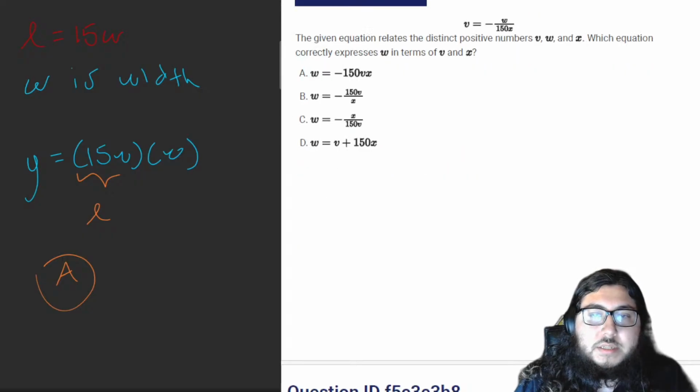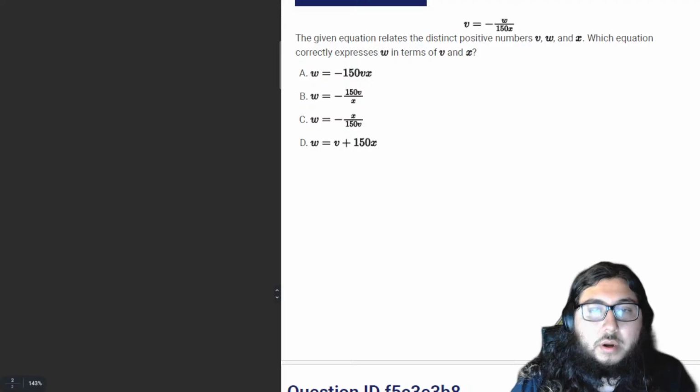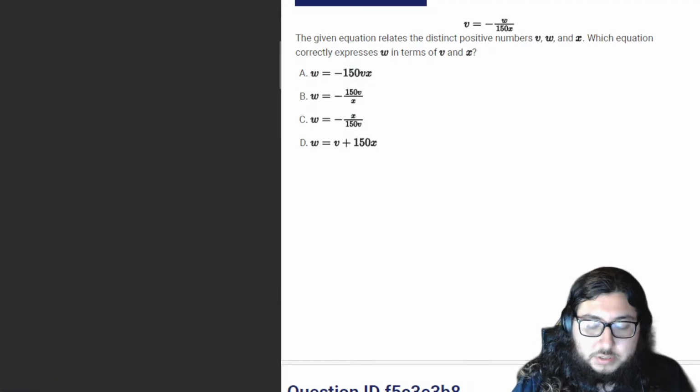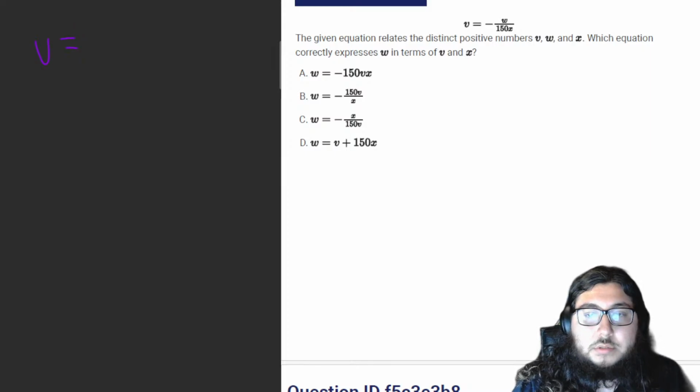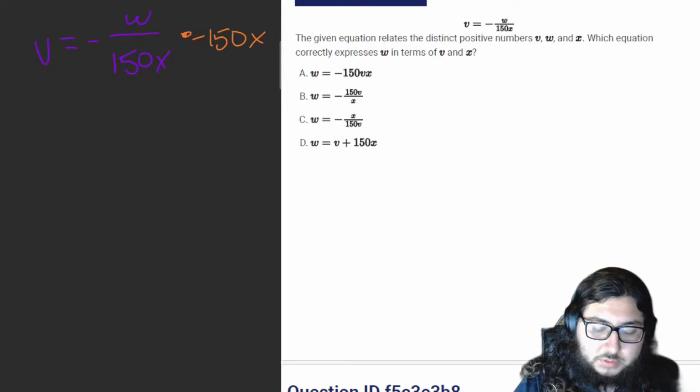So the given equation relates the distinct positive numbers v, w, and x. Which equation correctly expresses w in terms of v and x? So all this is asking for is to solve for w in this algebraic equation. So we have v is equal to negative w over 150x. So if we want to get w by itself, we can multiply by negative 150x on both sides.